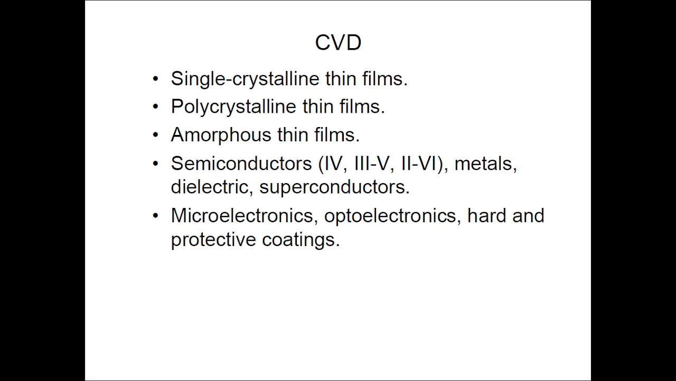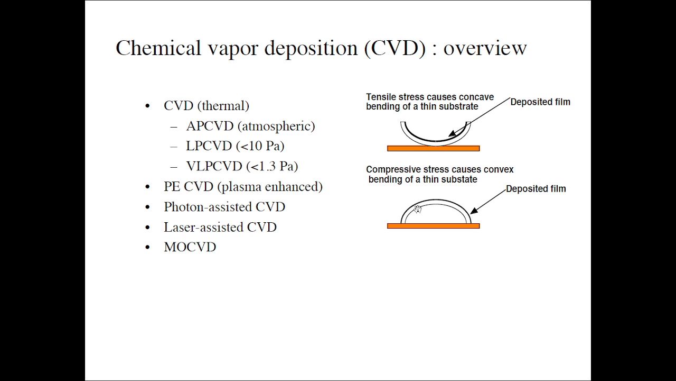So this is one of the techniques used to prepare single crystalline thin films. Single crystalline means it has only one orientation direction. It can also be used for polycrystalline and amorphous thin films, especially semiconductors of the III-V category, and metals, dielectrics, superconductors, microelectronics, optoelectronics. In all these cases, CVD is widely used.